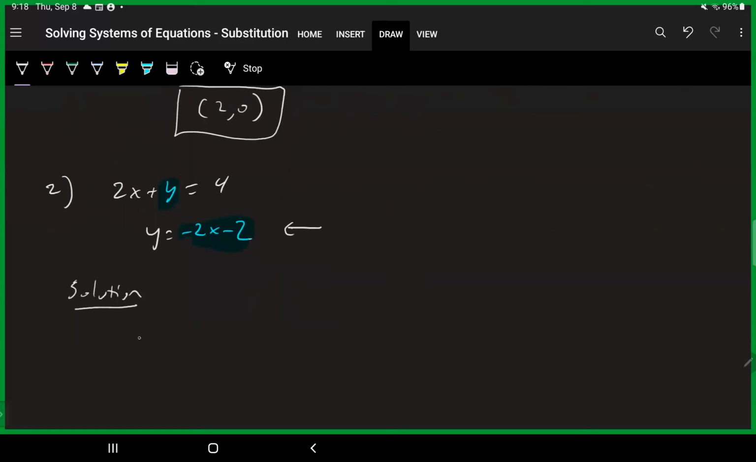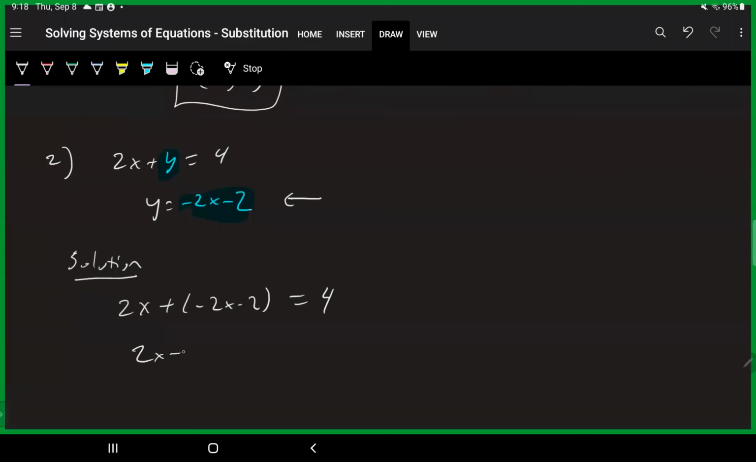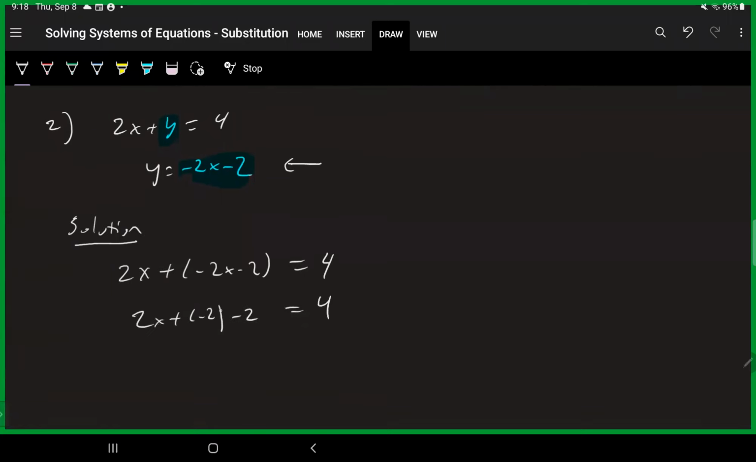I'm going to make that substitution, and I'm going to clean it up. Okay, so we get 2x plus negative 2 minus 2 is 4. Oh, oops, that's a 2x. And you have to be careful. 2x and negative 2x cancel out, and I get negative 2 is 4.